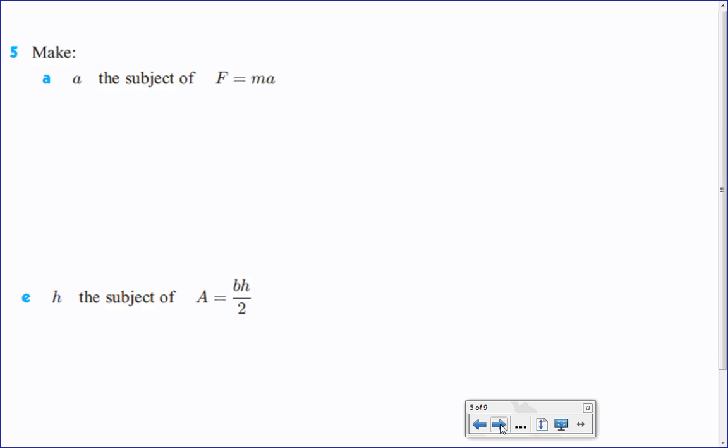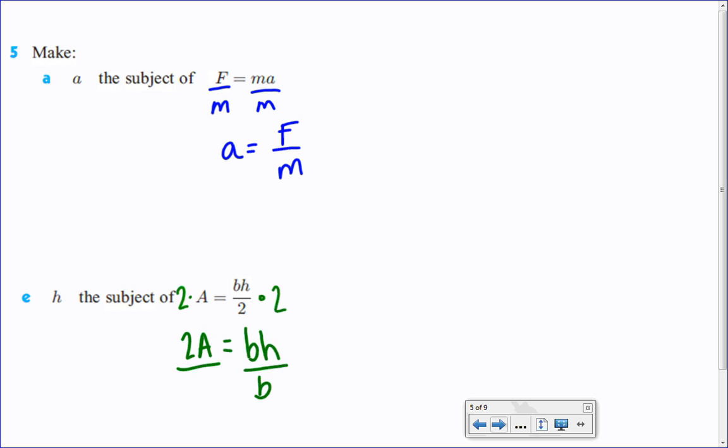Okay, we're getting a alone here, so we're going to divide by m. So a will be equal to f over m. H is what we want to get alone in this next one. So we're dividing by 2, so we're going to multiply by 2. So we have 2a equals bh. We want h alone, so we'll divide by b. So h is equal to 2a over b.